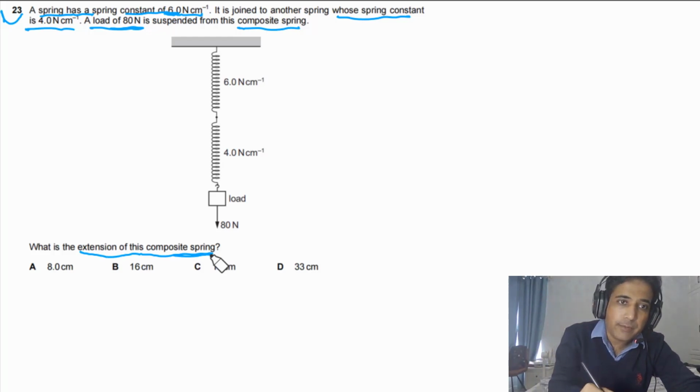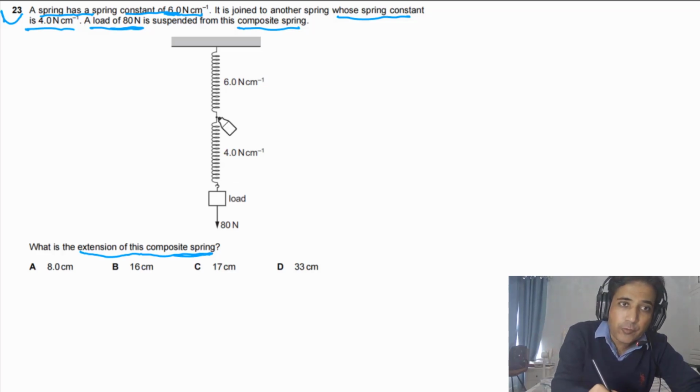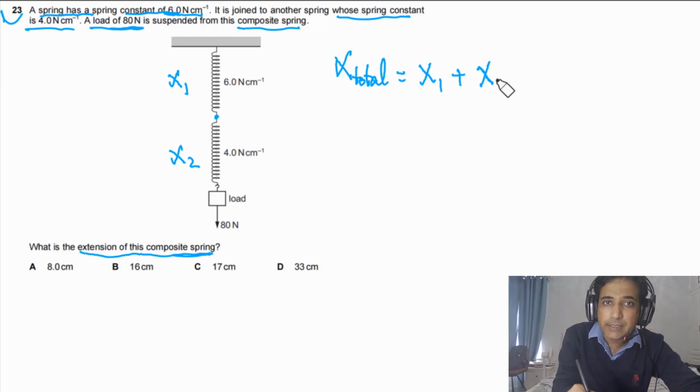First thing we need to understand: the load we have here is the same force on this spring, as this is a massless spring. Our assumption is that springs are massless, so the force on this spring is also equal to 80 newtons. Let's say the extension of this spring is x1 and the extension of this spring is x2. So the total extension has to be equal to x1 plus x2.